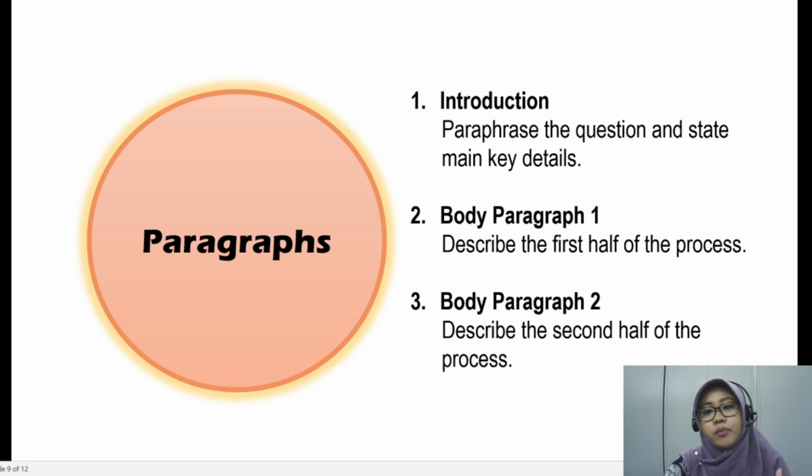You can split the process into 2 paragraphs here. Like at first, you can describe the first half of the process, and then in the last paragraph, you can describe the second half of the process. Or another option, you can combine the whole procedure into 1 paragraph, and then in the last paragraph, you only have to conclude what you want to describe from the process diagram.